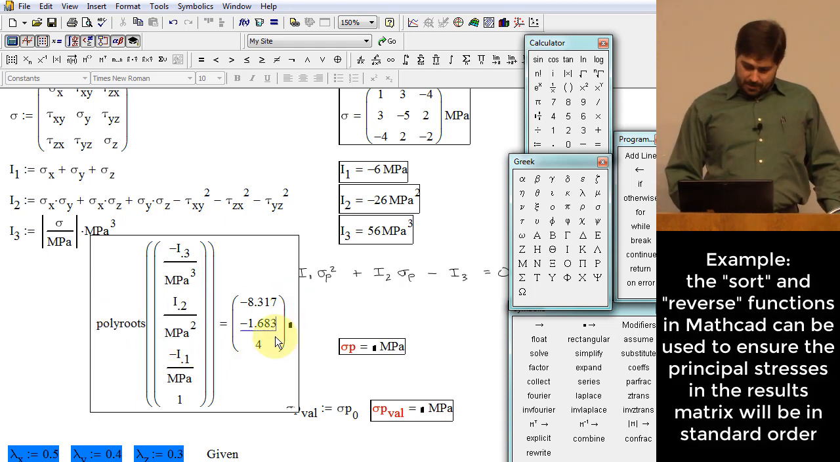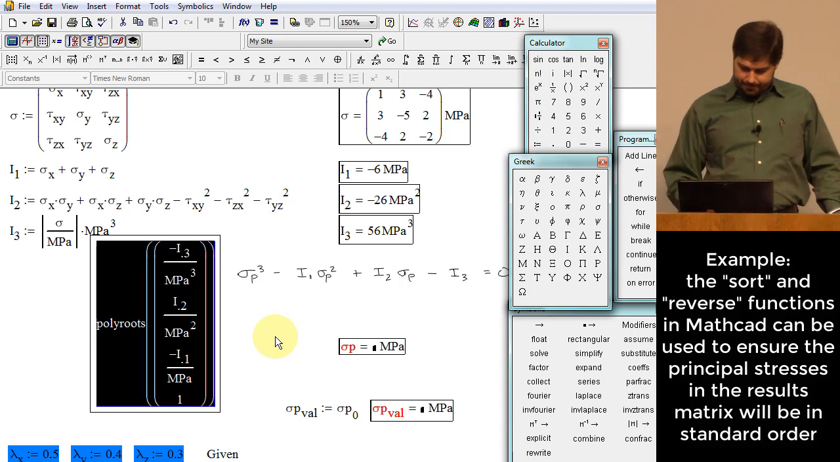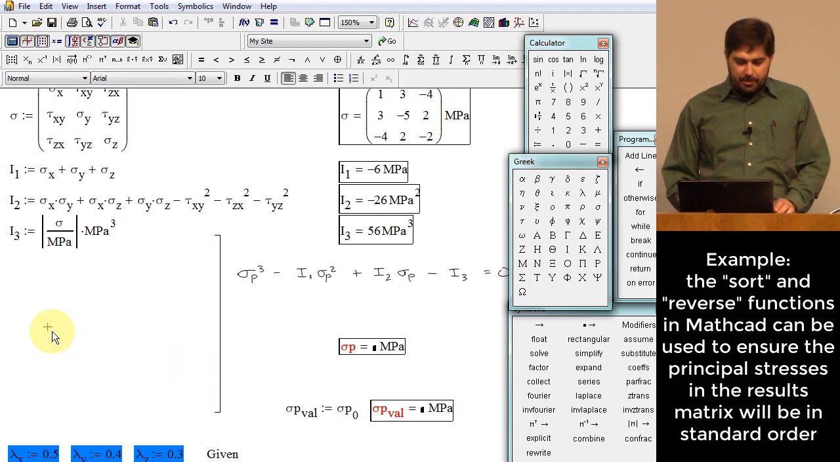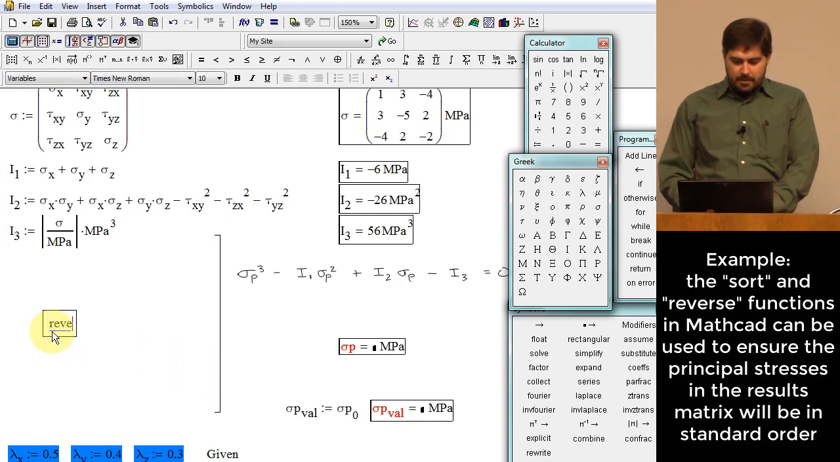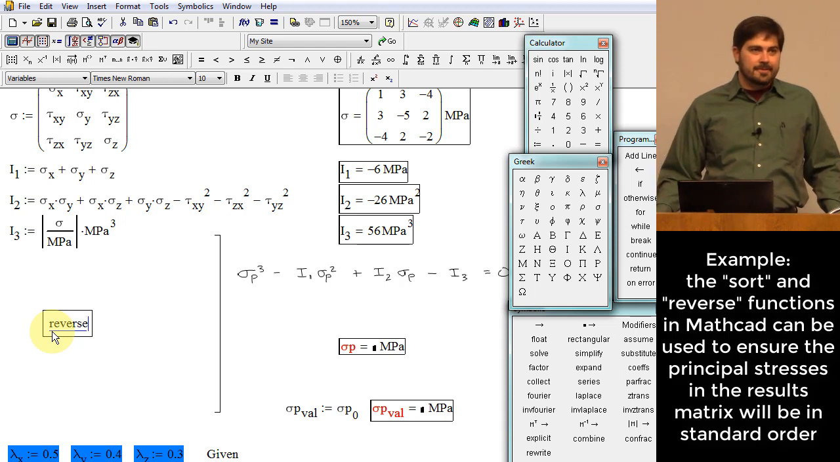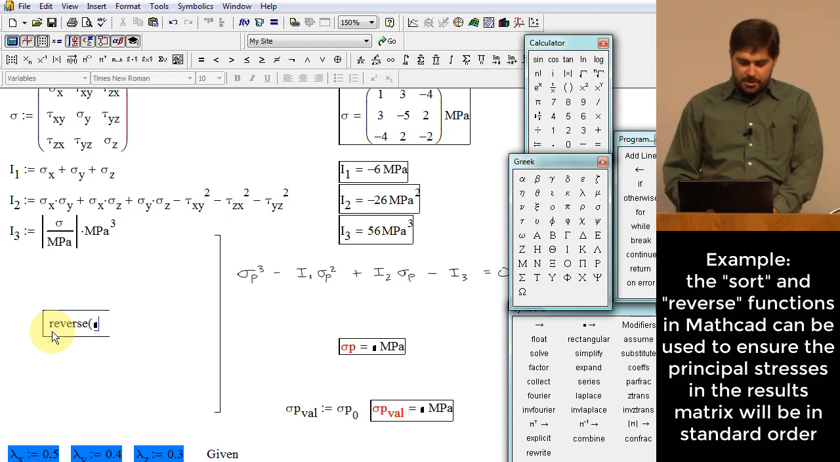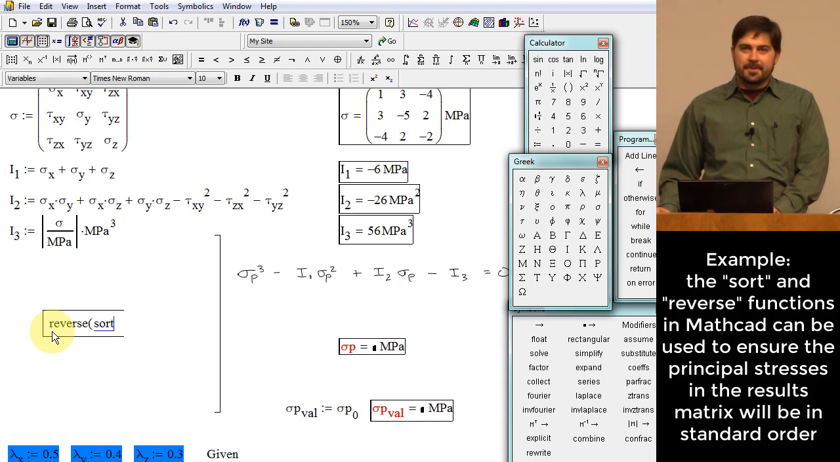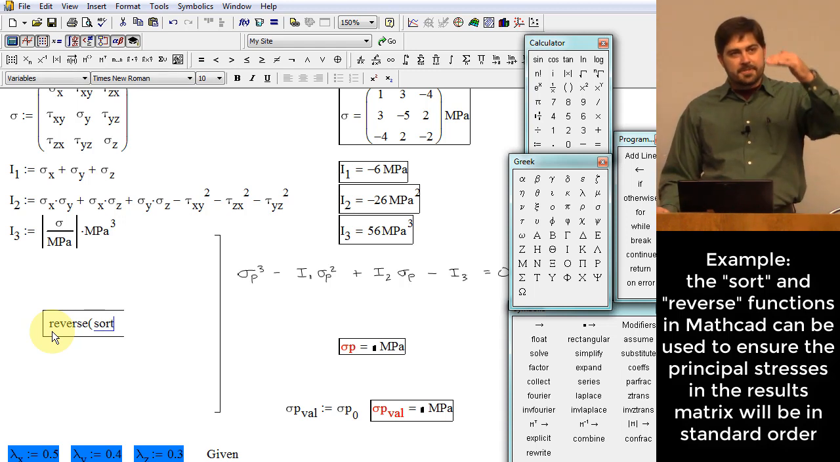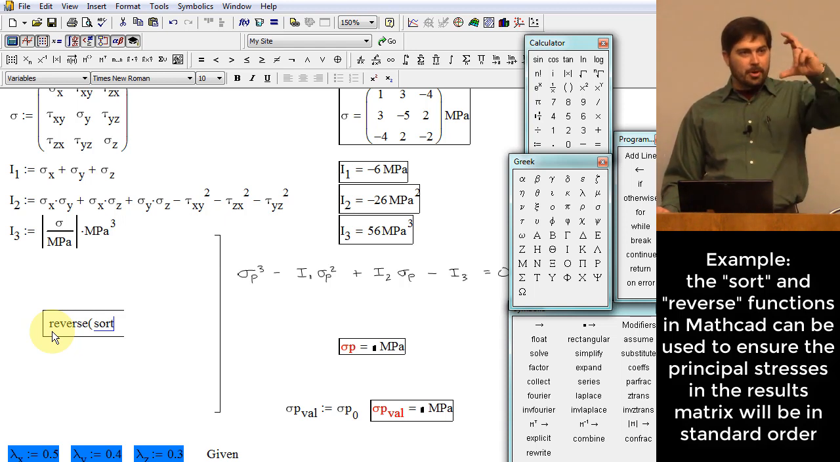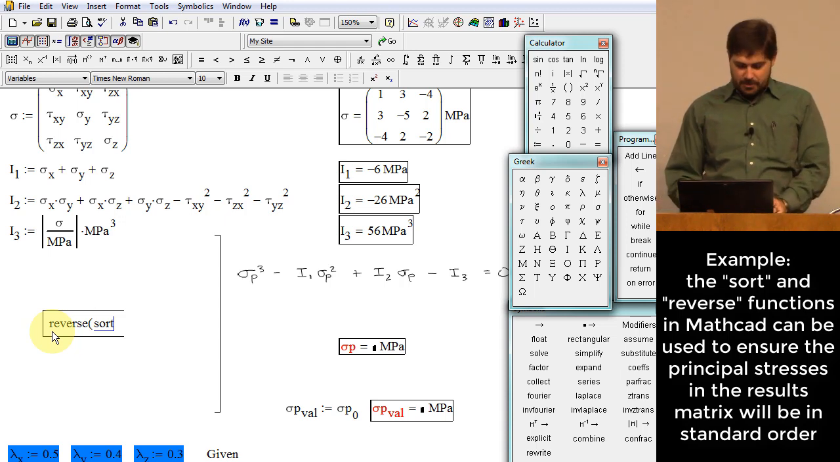I'm going to get rid of this again, and I'm going to cut this. And let me show you another couple of functions that might be helpful. There's a function called reverse. It takes a matrix or a vector and it reverses all the elements. There's another function that's called sort. Sort orders the elements from lowest to highest. So sort would order from lowest to highest, and I'm doing a reverse of that. It's going to end up highest to lowest, which is what I want.